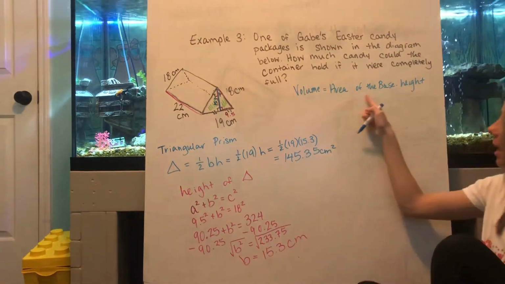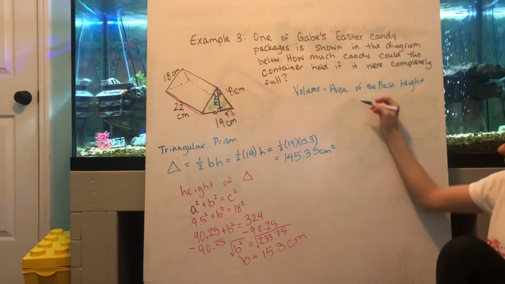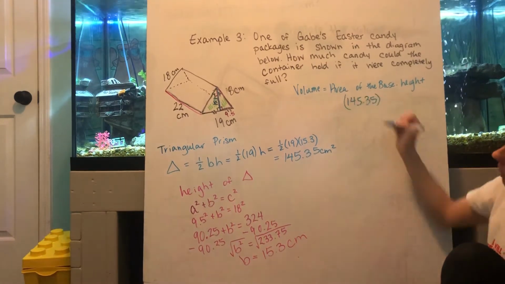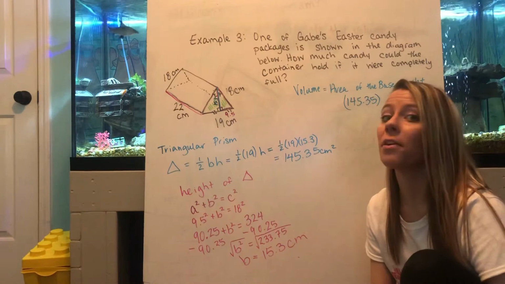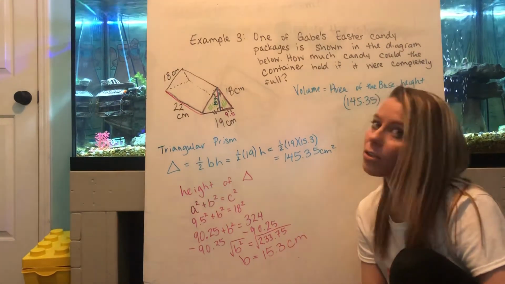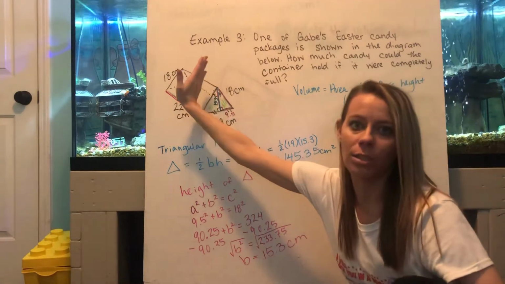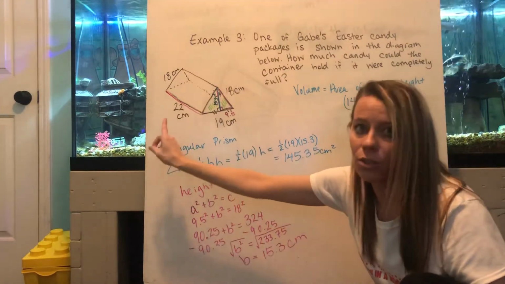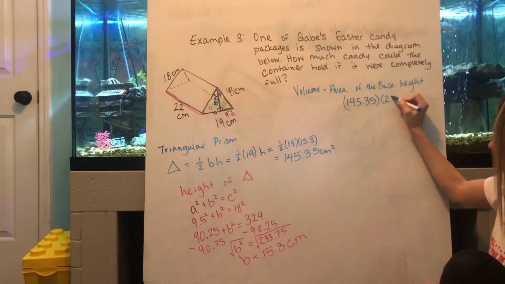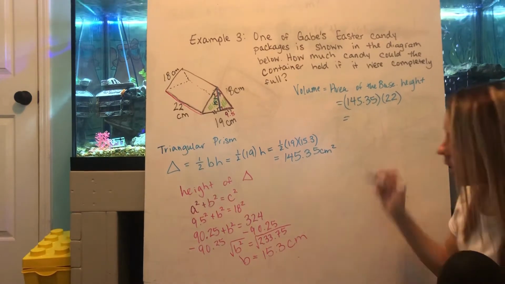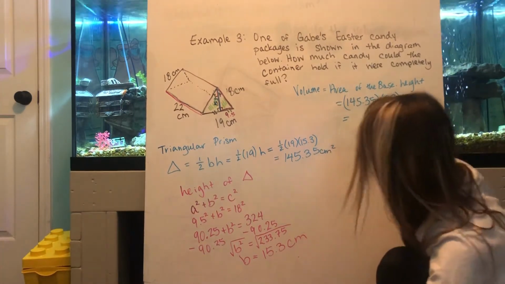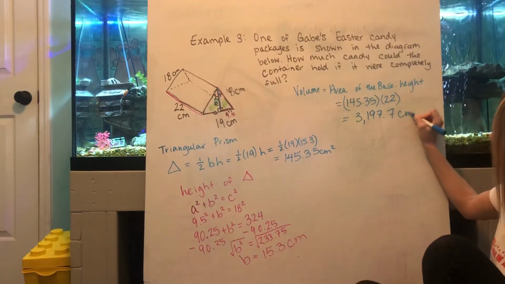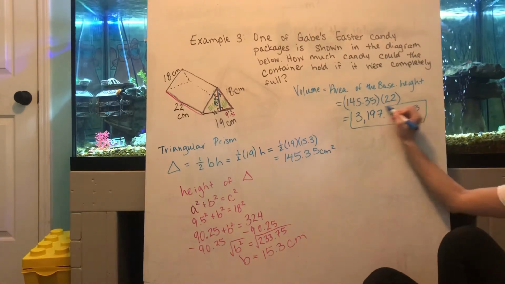So my volume is the area of the base, so my area of the triangle, 145.35, times the height of the prism, not the height of the triangle. So it's like how many of these triangles were stacked on top of each other. So the height of the prism is 22. So times 22. And that gives me 3,197.7 centimeters cubed, cubic centimeters.